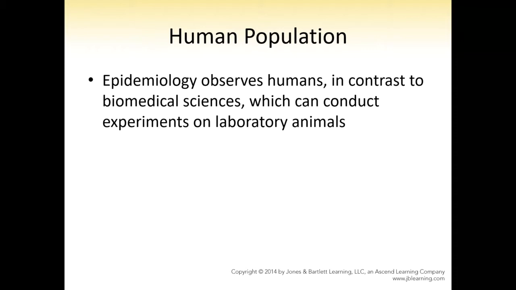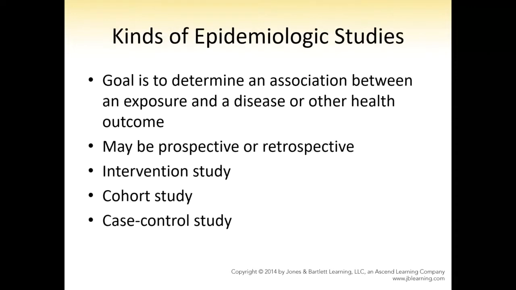Epidemiologists also look at the human population. They observe humans in contrast to biomedical sciences, which look at experiments on laboratory animals or even humans sometimes. Epidemiologists really observe humans. And remember, it's an observational science. There are different types of epidemiologic studies, and this is that test question, so 3 test questions. So pay attention to this part and reread it in your book. But the goal really for epidemiologic studies is to determine what's the association or relationship between an exposure and a disease or other health outcome.